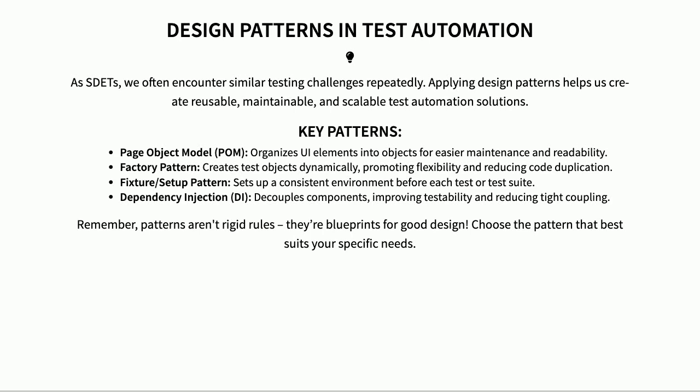We've got a few key ones like the page object model, which helps us organize our application interfaces into manageable objects, making maintenance much easier. Then there's the factory pattern, great for creating test objects dynamically so we don't have to duplicate code. The fixture pattern is vital for setting up consistent testing environments, and dependency injection helps keep things loosely connected, boosting testability. It's all about building a solid foundation for our automation efforts.